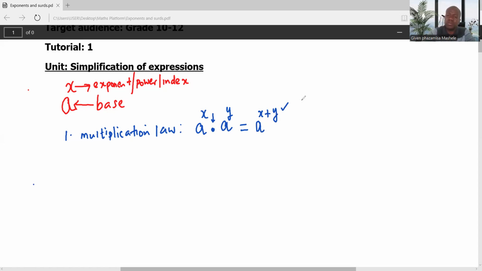Which means that within this law, if we have something like 2 to the exponent of 3, and we multiply by 2 to the exponent of 1, then as long as the bases are the same for multiplication, we take one base and we add the exponents. So this will be 3 plus 1, which is equal to 2 to the power of 4, which will just give us 16. It is because of this law.